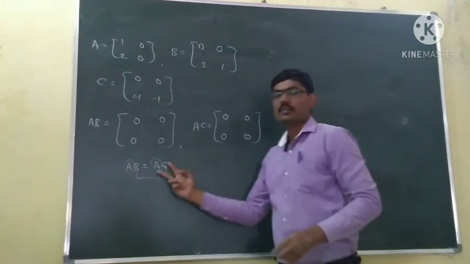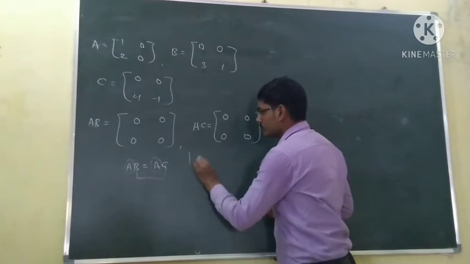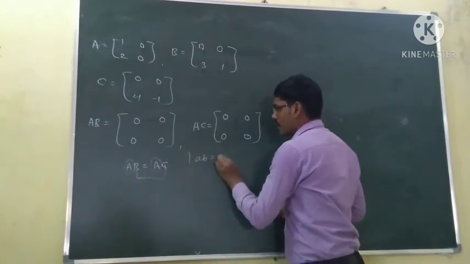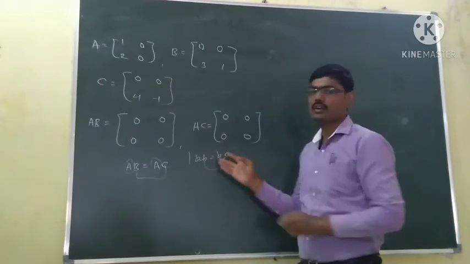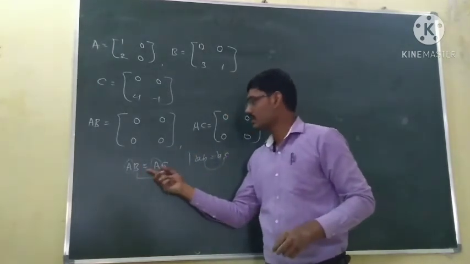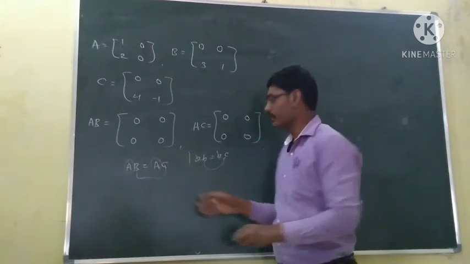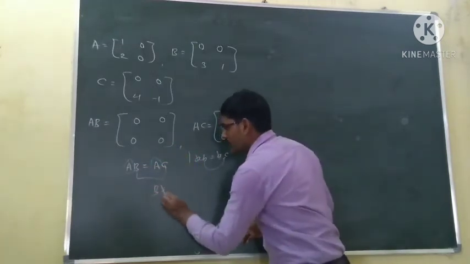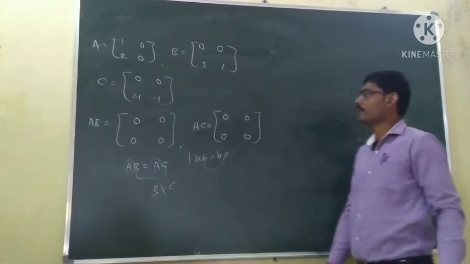But in real numbers, A into B equal to A into C implies B is equal to C, but it is not the case in matrices. Here AB is equal to AC, but B is not equal to C. Okay.